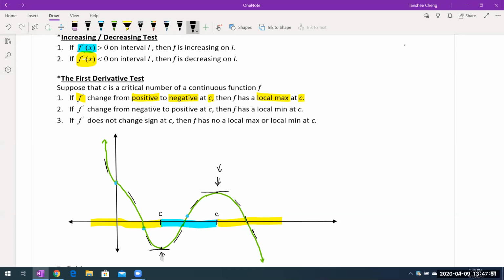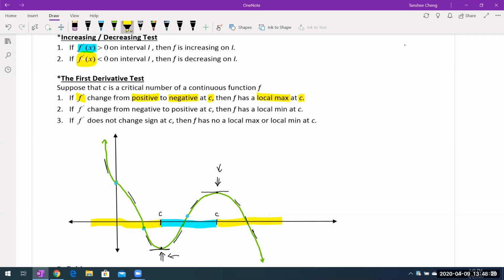And similarly, the other way around, if we look at this case right here, at this critical number, you can see that the slope of the tangent line goes from negative to what? Positive. Then that will become a local minimum at that critical number. So according to the mathematical statement, the value of f prime changing from negative to positive at this particular C value in the domain, then we call that a local minimum at C.